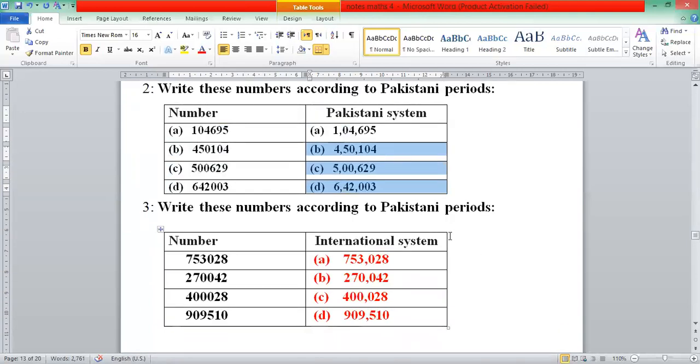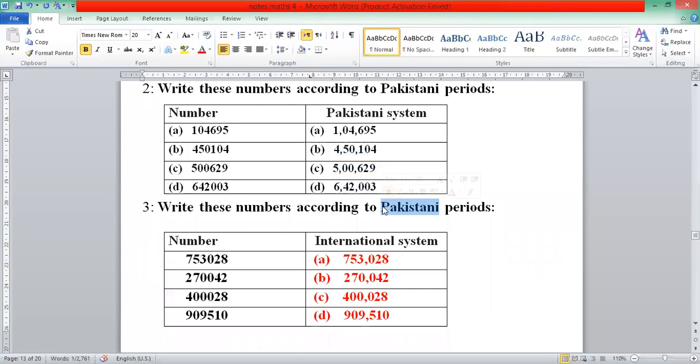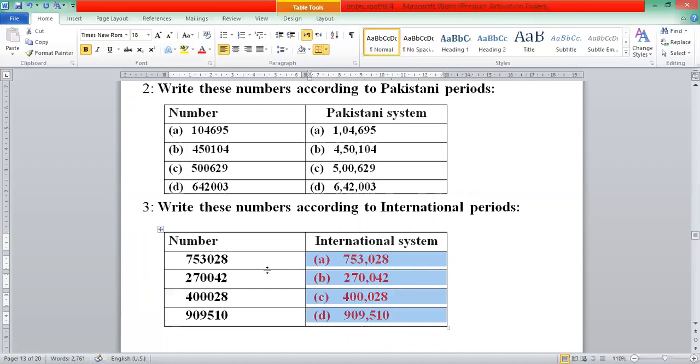That's it. In question 3, write the given numbers according to the international period. So here it is international, not Pakistani. In the international period, put a comma after three digits. It's okay. Then three digits will remain as they are. Just put a comma after three digits.